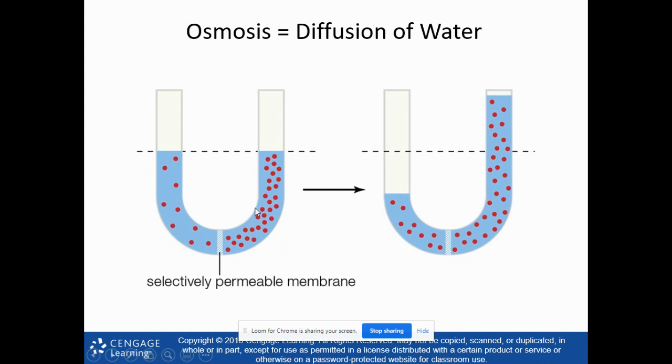Now, if the solutes, these red dots, can't move across this membrane, but the water can, where's the water going to go? It's going to go from an area of higher concentration, now we're talking about the water, not the solutes, to an area of lower concentration. And that's what you see here. That water is going to go across that selectively permeable membrane to this side of the environment, to try to even out the solute concentrations on both sides.